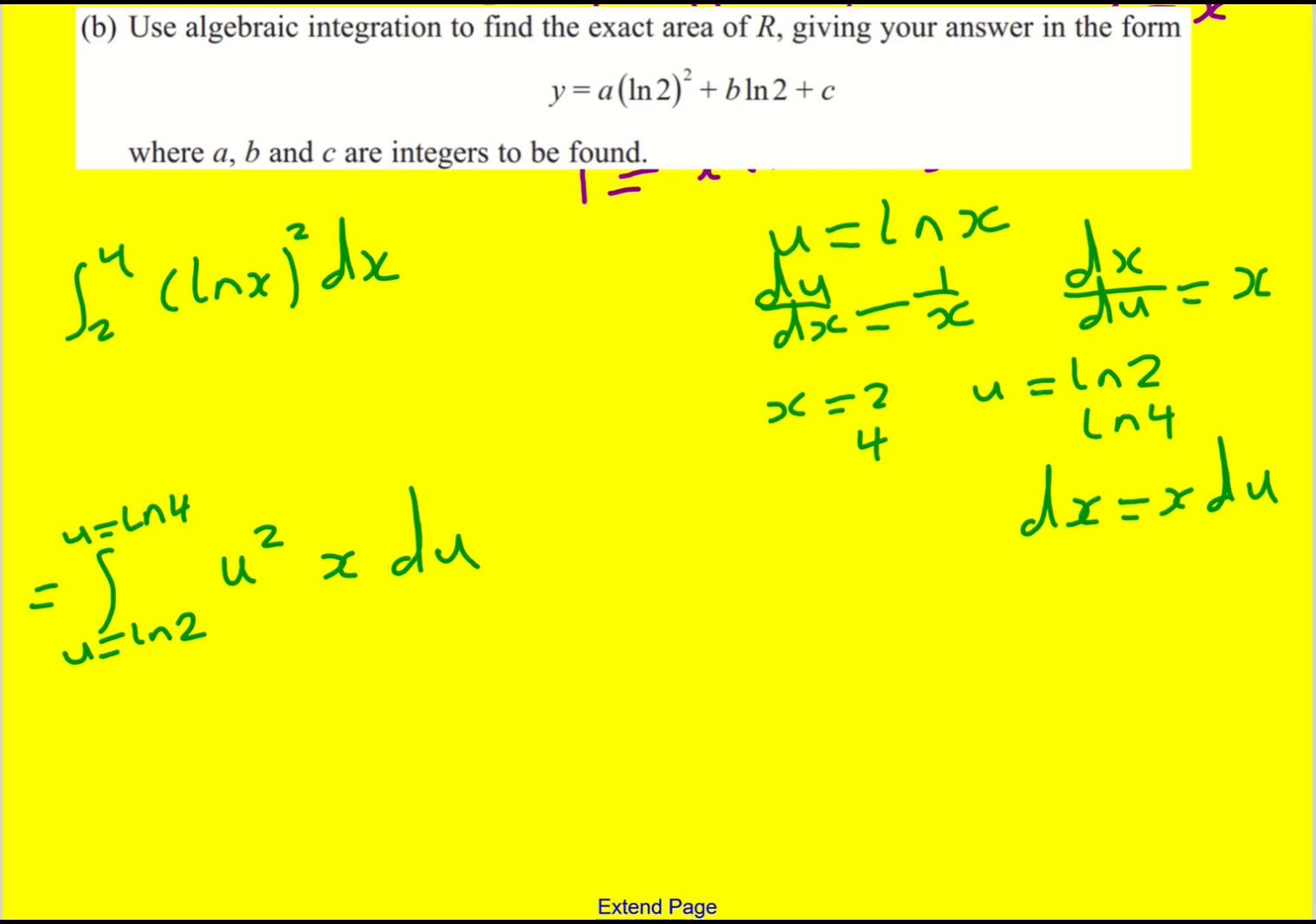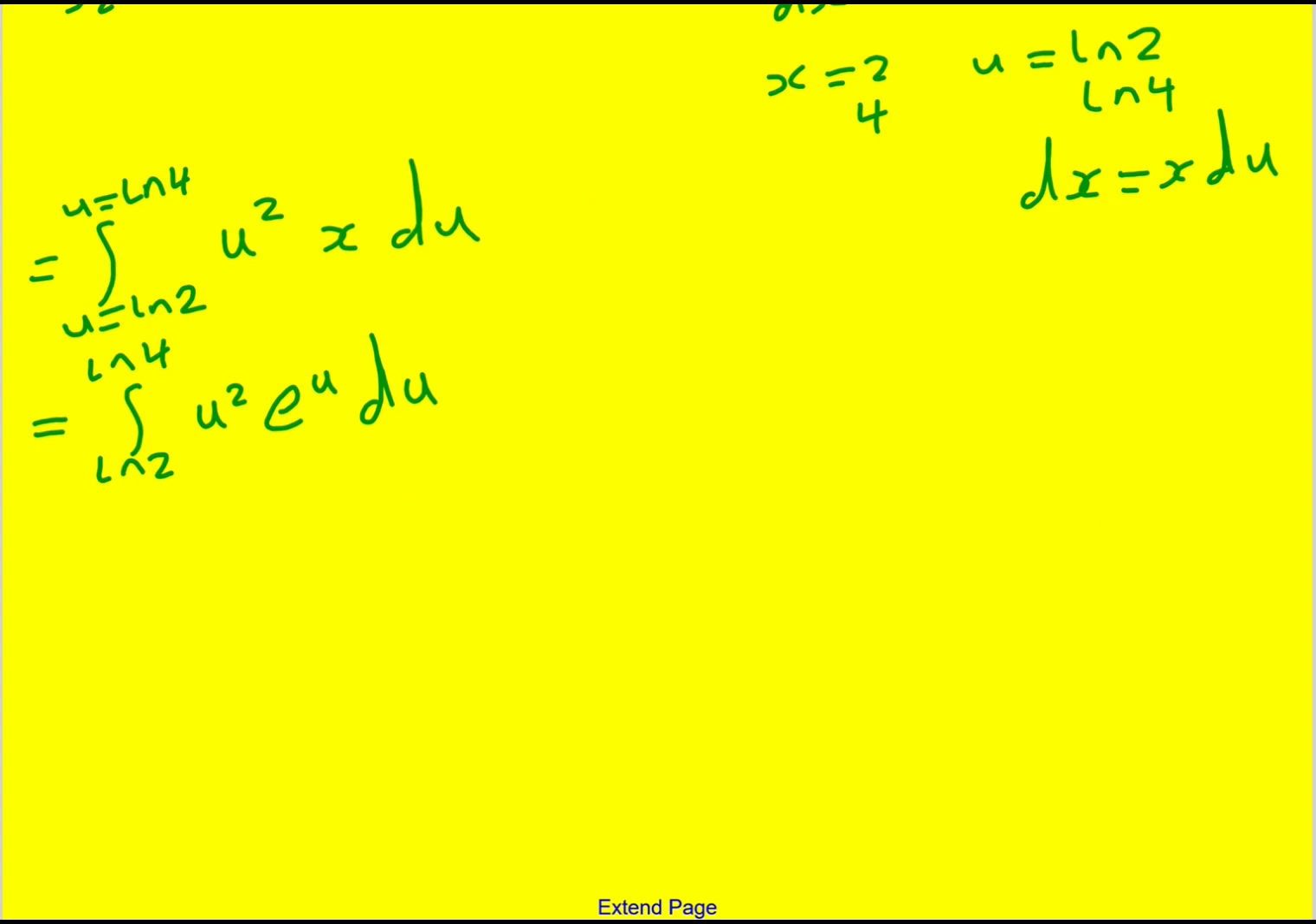Okay, now I can't integrate this because I've got an x in there at the moment. So I need to get it back in terms of u. And if u is ln x, then x is actually e to the u. And now I've got an integral that you may be familiar with. This is your classic integration by parts at this point, but I'm going to have to integrate by parts twice.